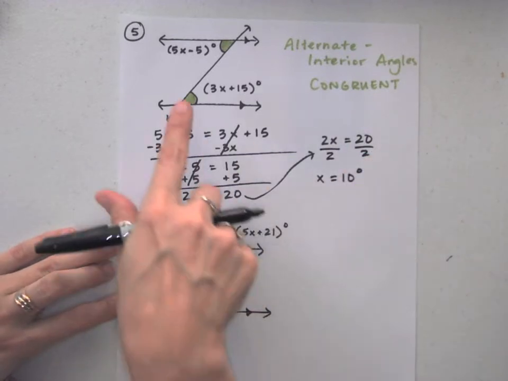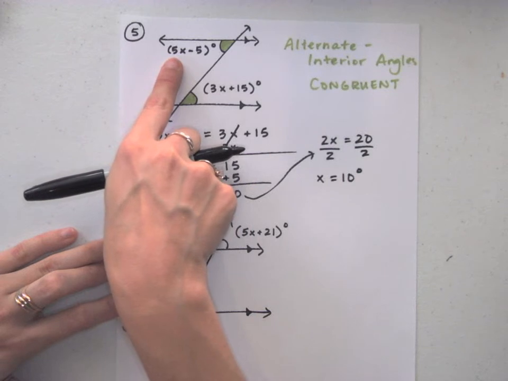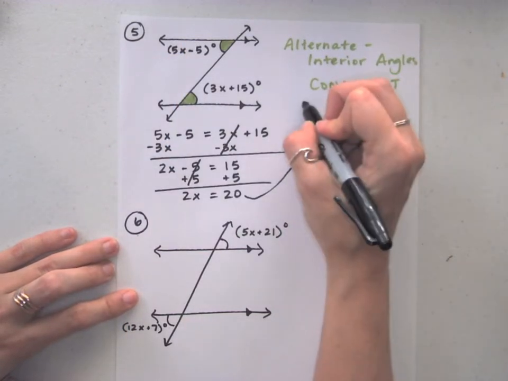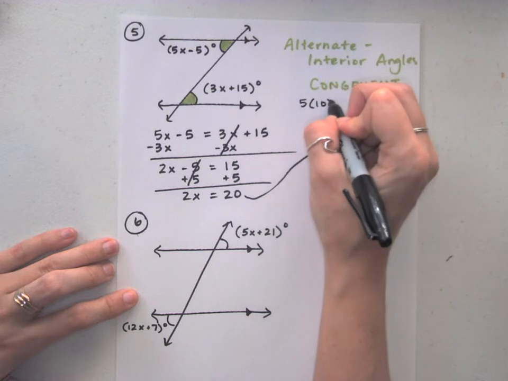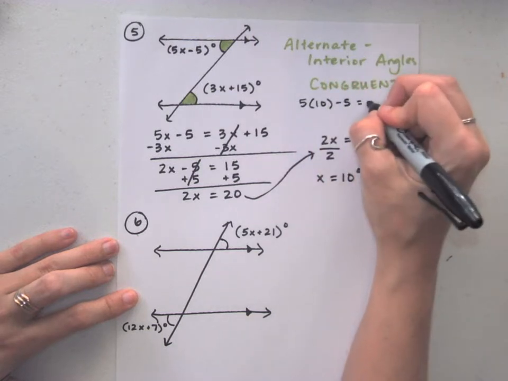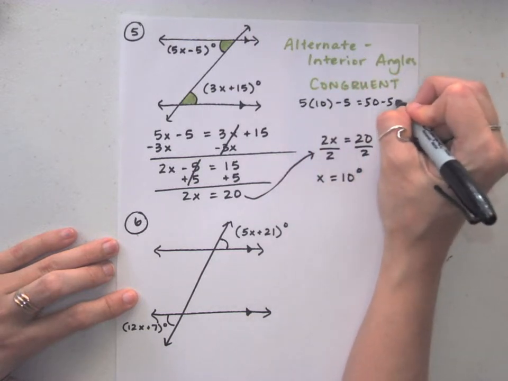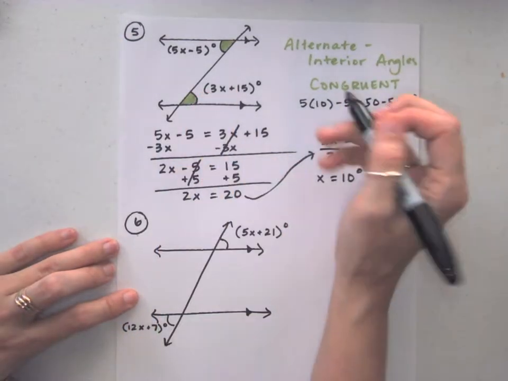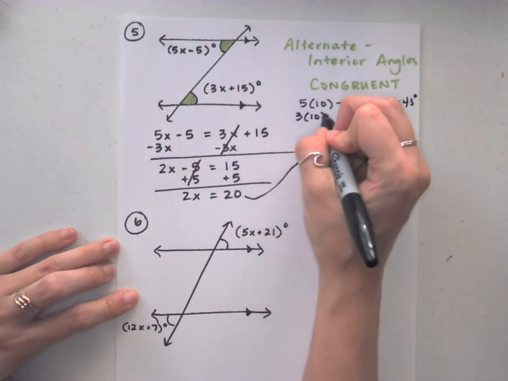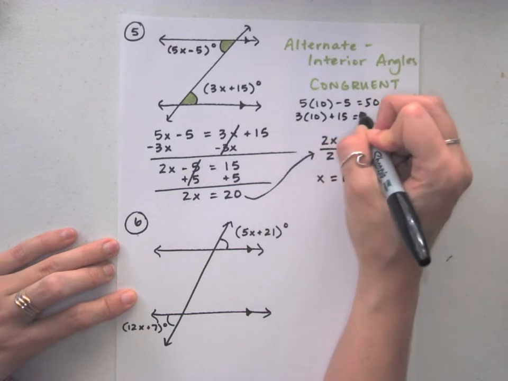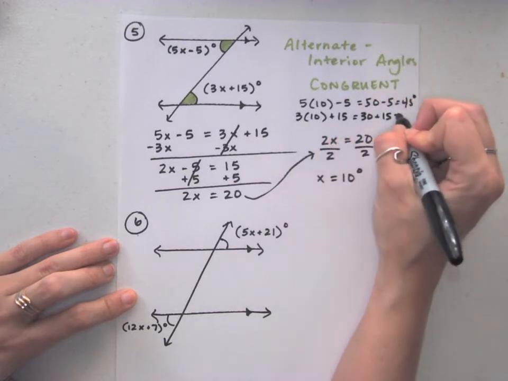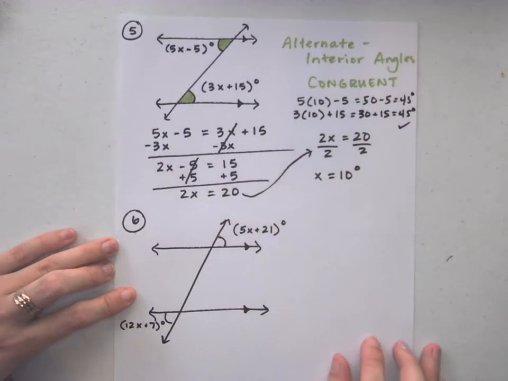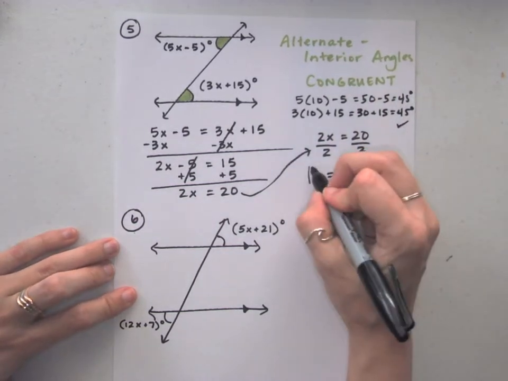All right, and let's see, 5 times 10 is 50. So let's double check right here. 5 times 10 minus 5 equals 50 minus 5, which is 45 degrees. And then with our other angle, we have 3 times 10 plus 15, so that's 30 plus 15, which is 45 degrees. They're equivalent, they're equal, they're congruent. So this is true, x is 10 degrees.